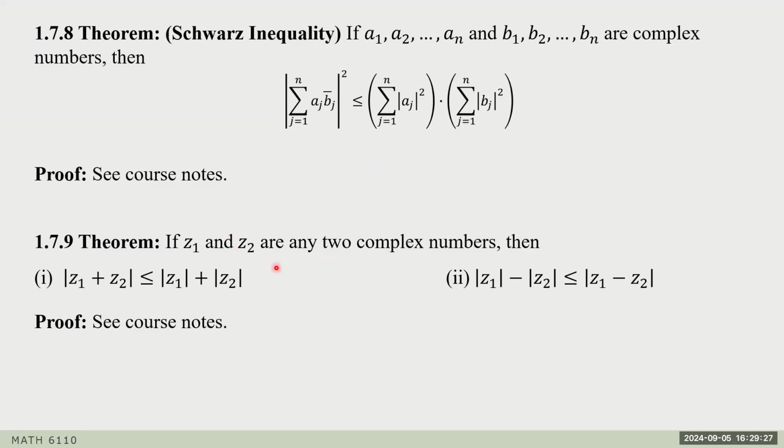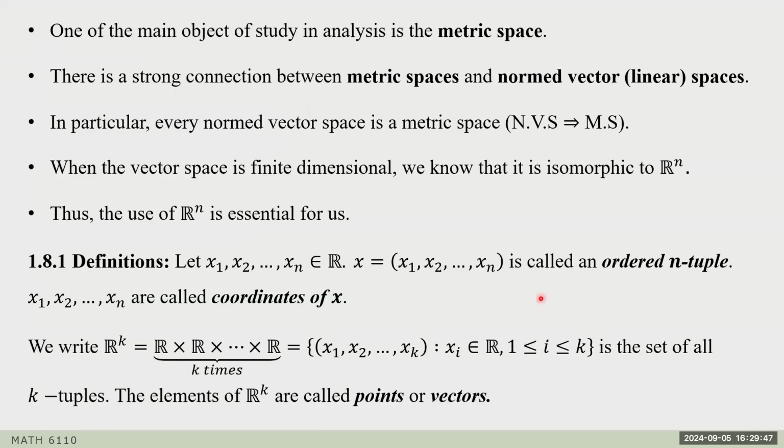Yeah, so if Z1 and Z2 are two complex numbers, okay, we already went through triangle inequality. And the second one is again very useful. You see it in a lot of proofs. It's something called reverse triangle inequality. Yeah, so you have triangle inequality and reverse triangle inequality.